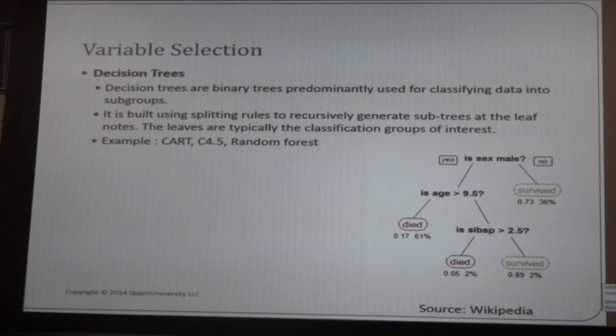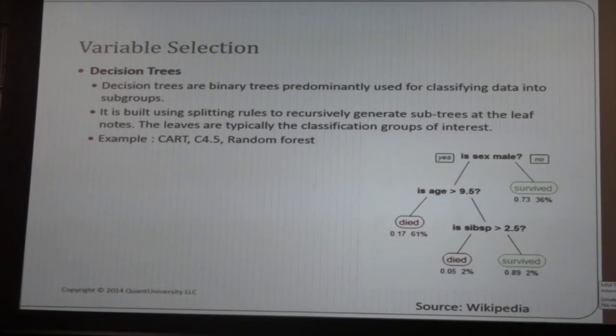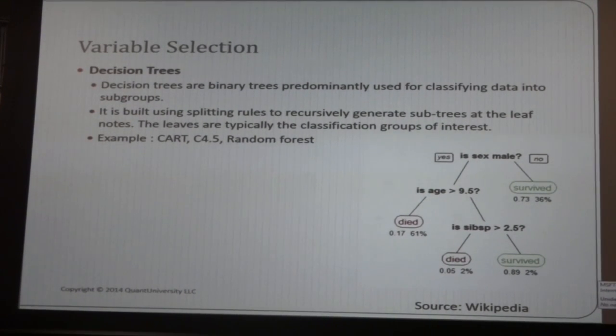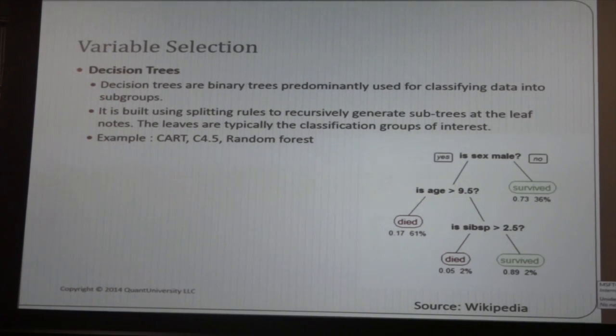One is what's called CART, which is a classification and regression tree algorithm. There's another one called C4.5. There's random forest, which is pretty popular. So you can use mechanisms like these, and you can reduce the variable space and only focus on the variables which would be of interest. Okay?